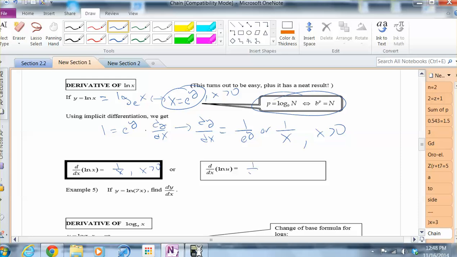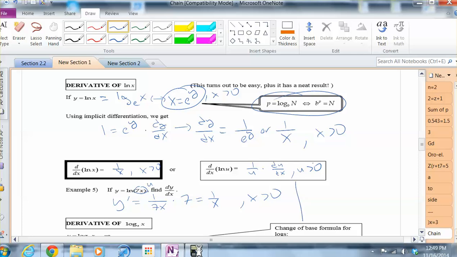Or 1 over u times du over dx, given that u is greater than 0. If you're taking a natural log of something that's not x, something else, you have to use the chain rule. So, like this case here, y prime will be 1 over 7x, because that's u right there, times the derivative of u, which is going to be 7. So actually, I'm just getting 1 over x. Again, given that x has to be greater than 0.